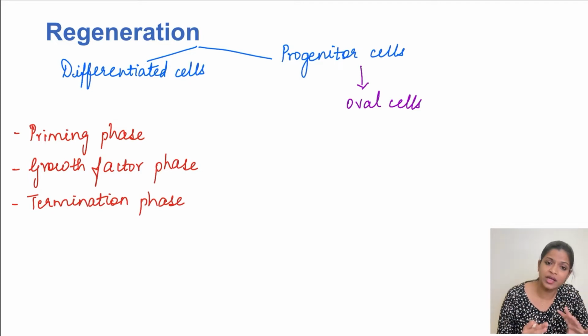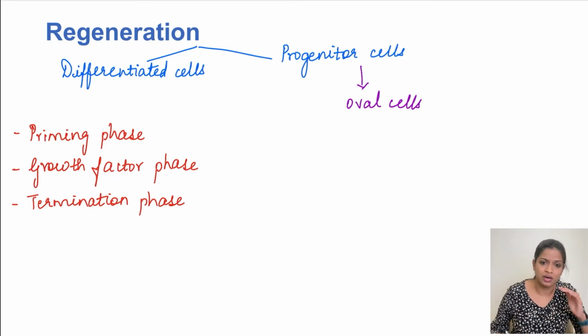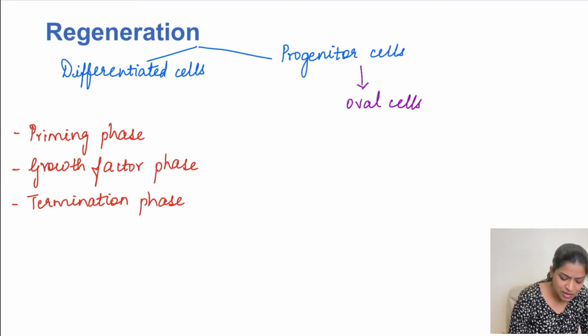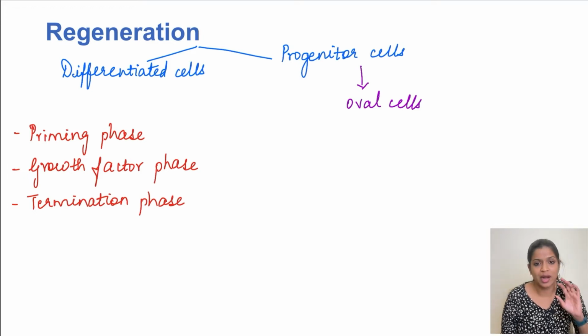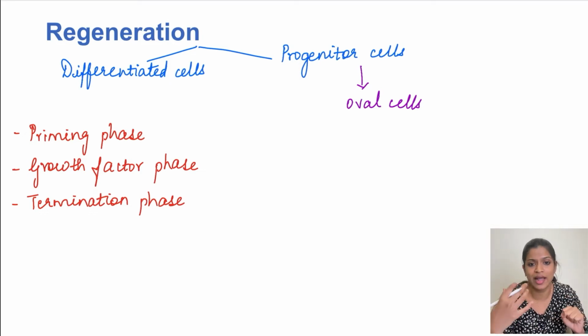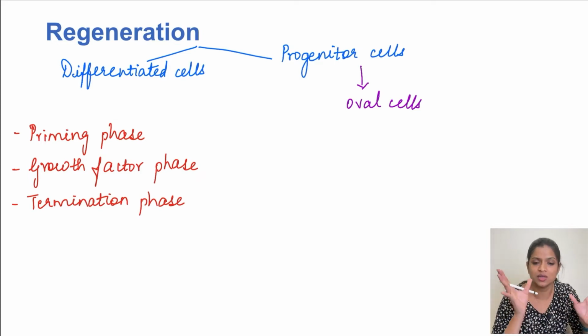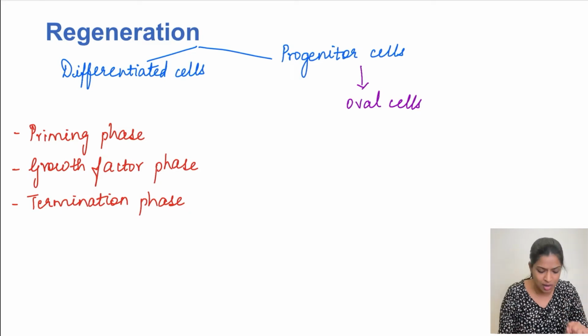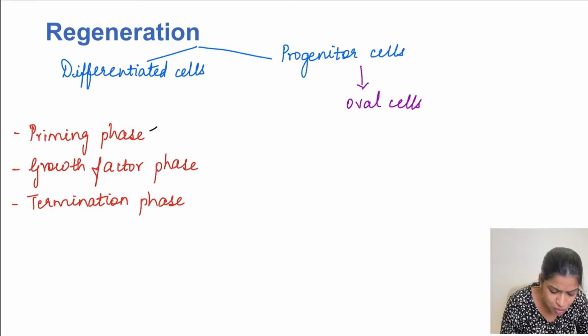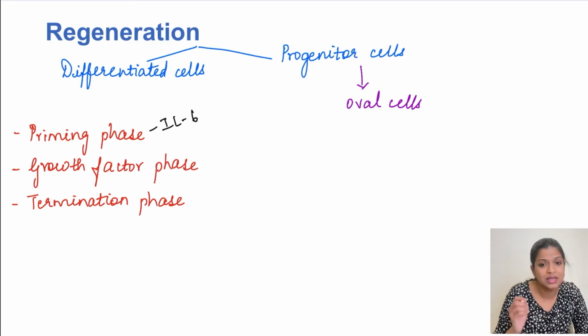So there will be three phases involved in liver regeneration. The first phase will be the priming phase. Priming phase is the liver has to get primed so that it can become receptive to the growth factor stimulus. So only when growth factors come, the cell will start proliferating. So this stage wherein the cell is going to get ready to proliferate is called as the priming phase. It is going to be induced by interleukin 6.